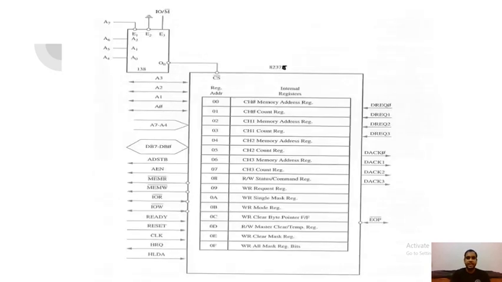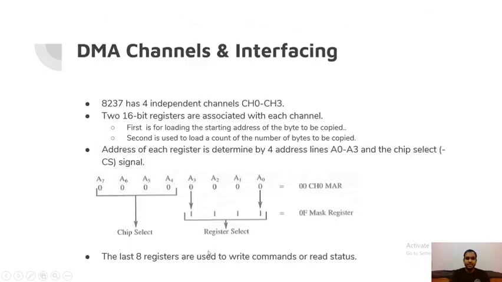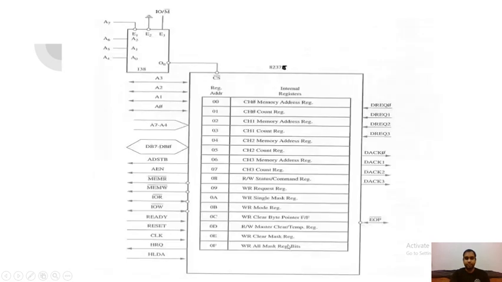Here in this diagram you can see the arrangement of the registers from 00 to 0F. This means that there are total 16 registers, and from 00 to 07 you can see that there are 4 channels, and each channel is associated with 2 registers. One is the memory address register, and the other one is the count register. And all these registers from 08 to 0F are used to write commands and read status.